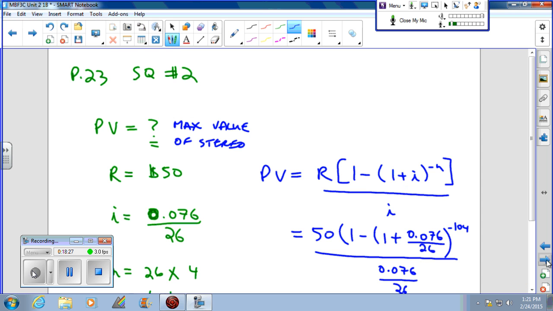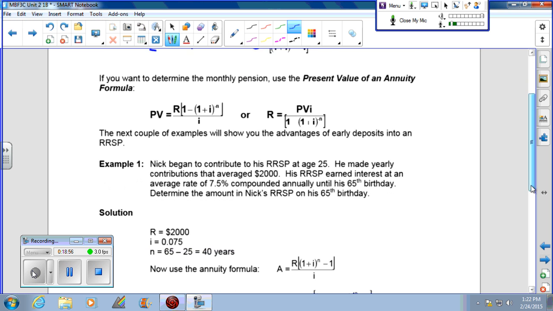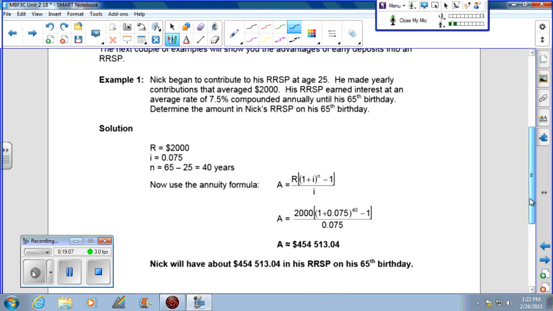Now, the thing about the RRSP is this. They have this thing called the annuity formula, which may look pretty familiar to you. And what you're really trying to do is work out what your regular payment from the retirement plan is going to be. The best way to understand this is to look at the example. So this is page 24, and we'll see how this works.